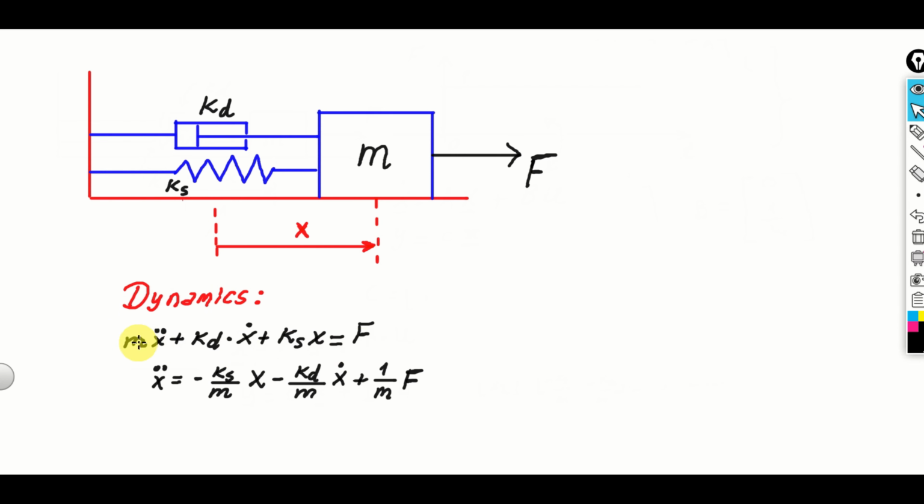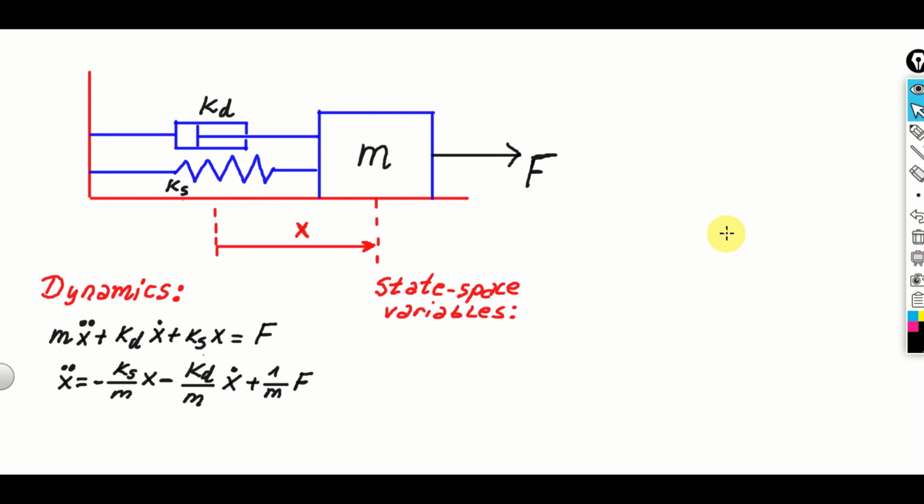Again, m is the mass, Kd is the damping constant, Ks is the spring constant, F is the external force, x is the displacement, x dot is the derivative of the displacement with respect to time, or it is actually velocity. X double dot is the second derivative of x with respect to time, that is, x double dot is acceleration. From this equation, we can express x double dot like this.